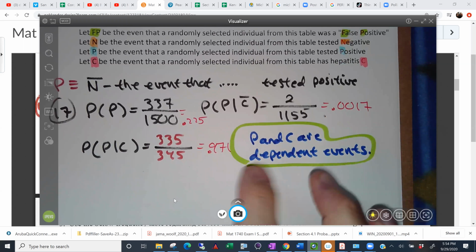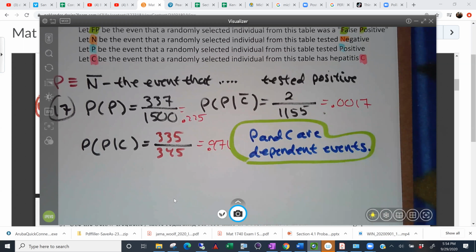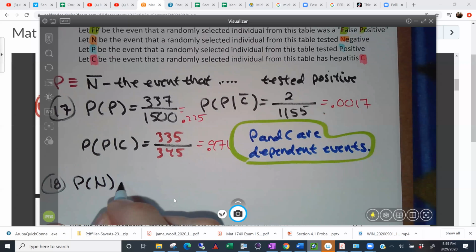Okay. How are we looking with problem number 17? 18 is coming up. And for problem number 18, we're going to do kind of the reverse here a little bit. We're going to start by looking at the probability of a negative test.